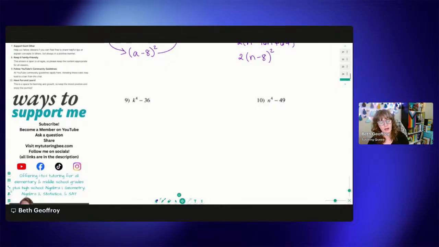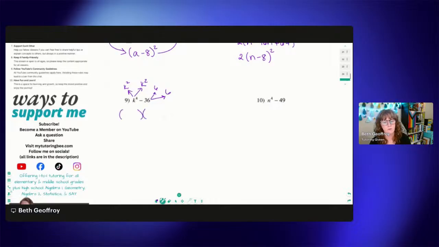All right, here we have k to the 4th minus 36. So again, just take a moment. What do we notice? K to the 4th is a perfect square. K to the 4th, we could split up into k squared and k squared. And 36 is also a perfect square. 36 we could split up into 6 and 6. And we see that they are being subtracted. So this to me is a difference of 2 squares.